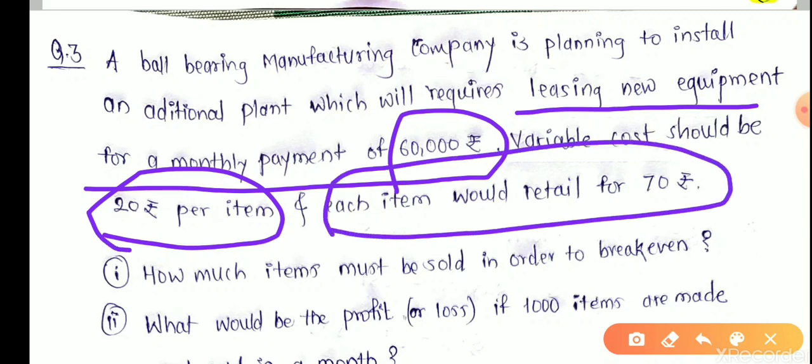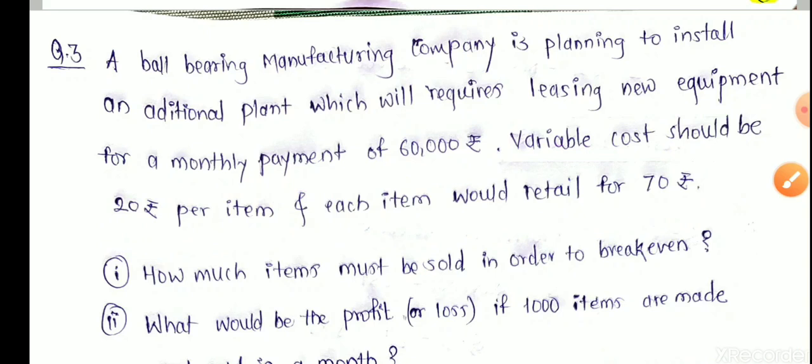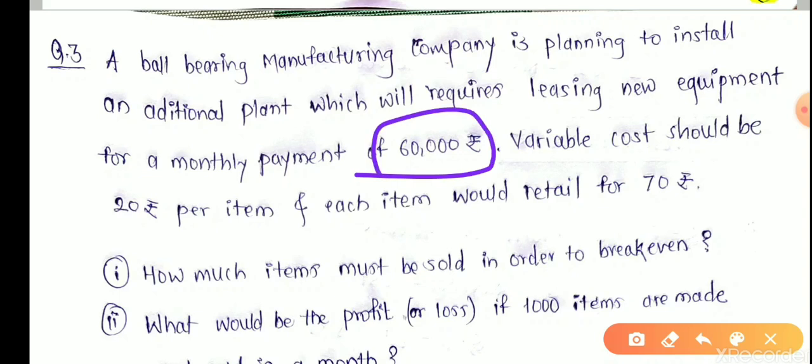It is a very basic and very simple numerical asked for you. In this numerical, they directly gave the fixed cost of 60,000 rupees. In simple language, it is a company manufacturing ball bearings, a bearing manufacturing company which has to establish a new plant.